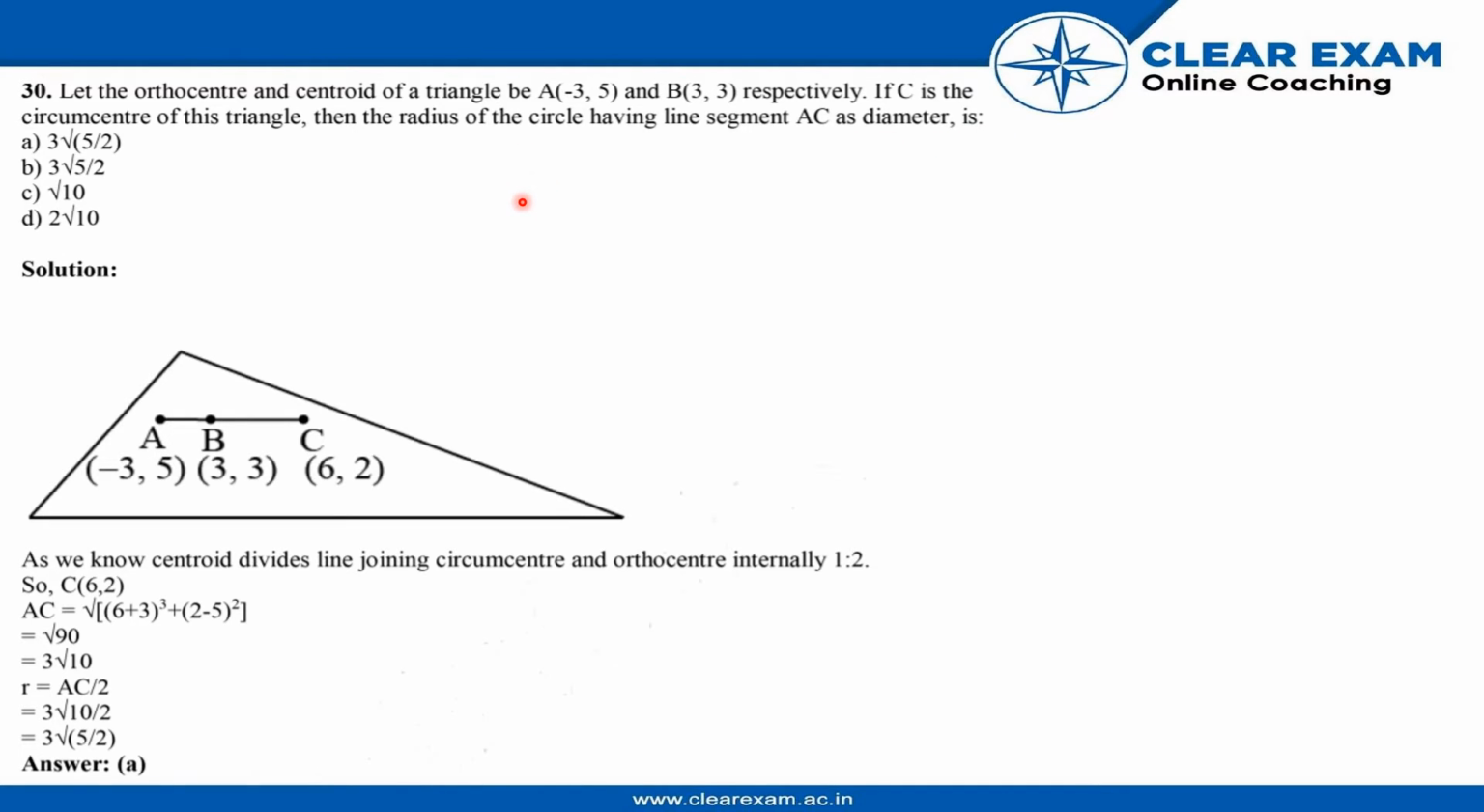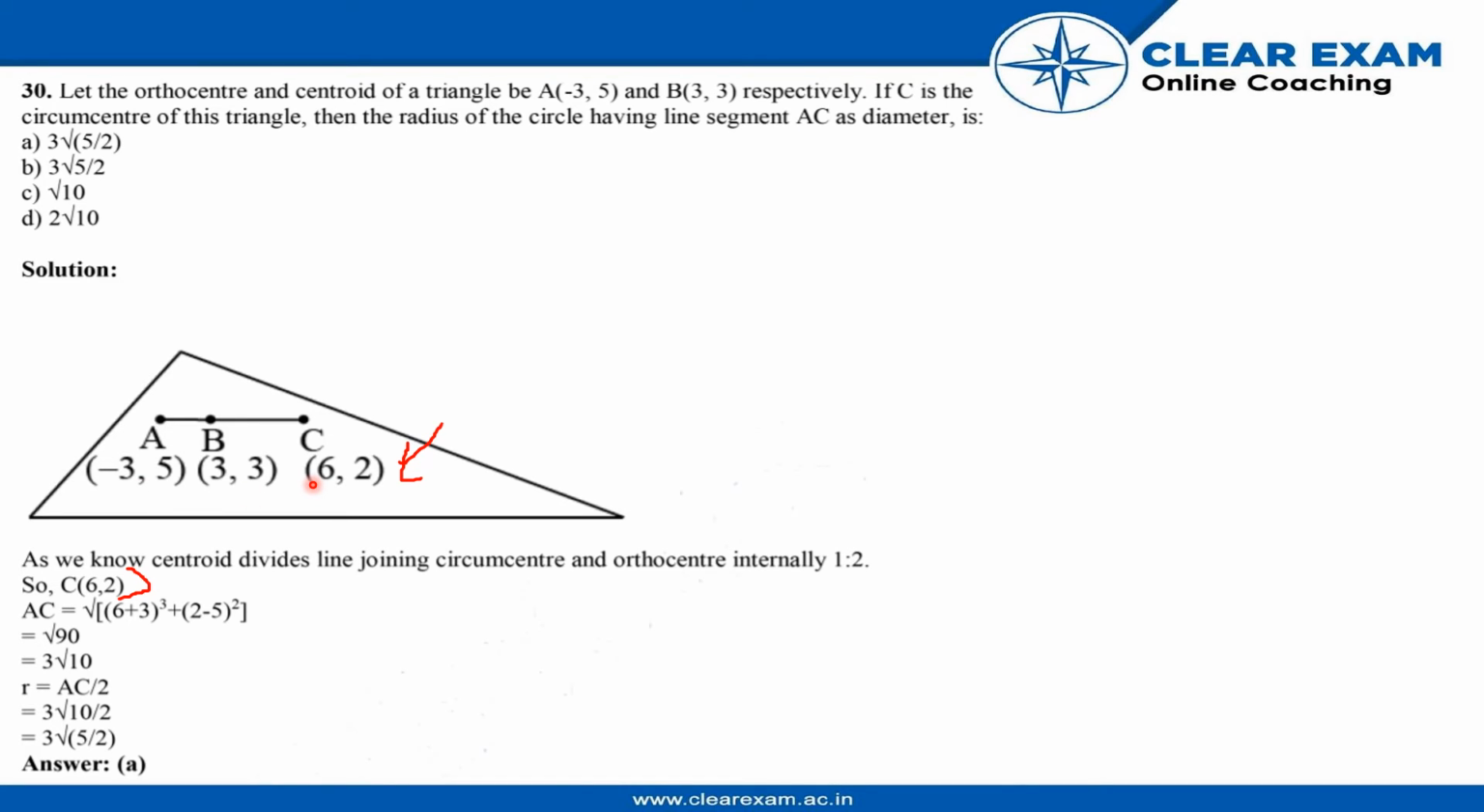To solve this question, we need to remember a particular property involving the orthocenter, centroid and circumcenter. That is, the line joining the orthocenter, centroid and circumcenter is divided internally in the ratio of 1:2 at the point centroid. Correct? So when we apply the section formula for internal division using these two coordinates to find C, the value we get is 6C2 right here. Correct? So now we have the coordinates for A and the coordinates for C.